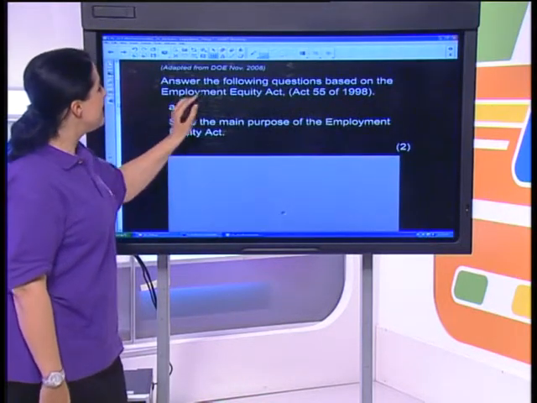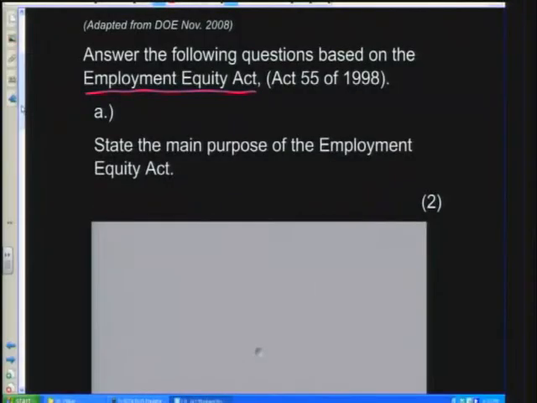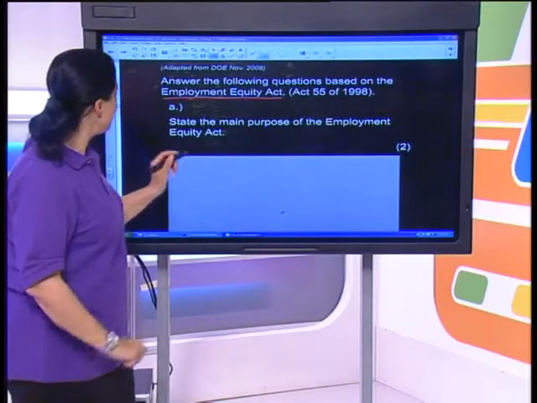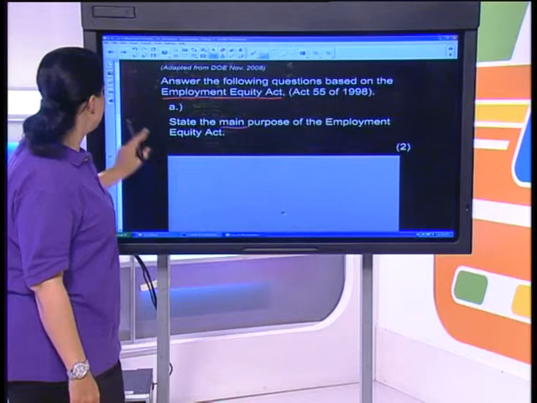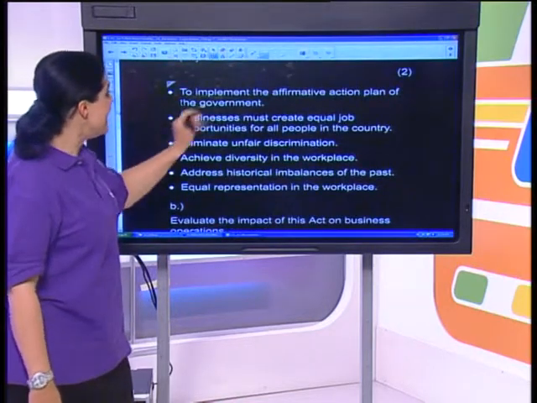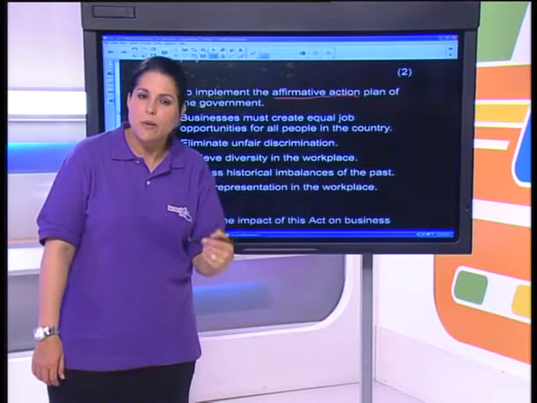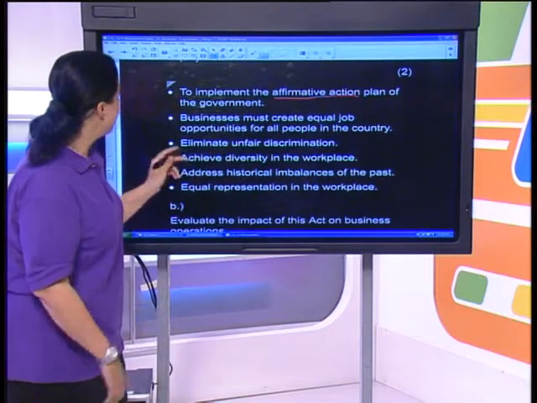It says, answer the following questions based on the Employment Equity Act. Remember we said, the minute we think about employment equity, we think about BEE. We think about BBBEE. We think about everyone being equal. So let's see what they say. State the main purpose of the Employment Equity Act. Now, it says here, to implement affirmative action. Government expects us to implement affirmative action. So that is a main goal of the Employment Equity Act.